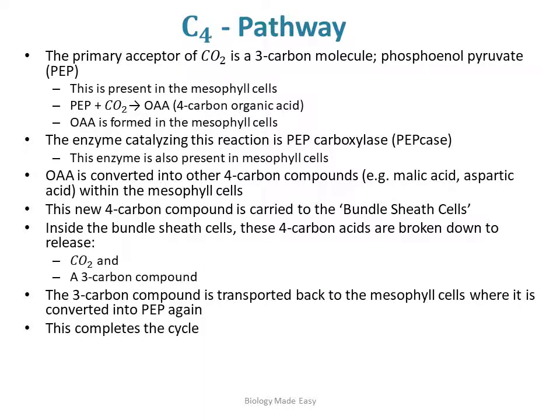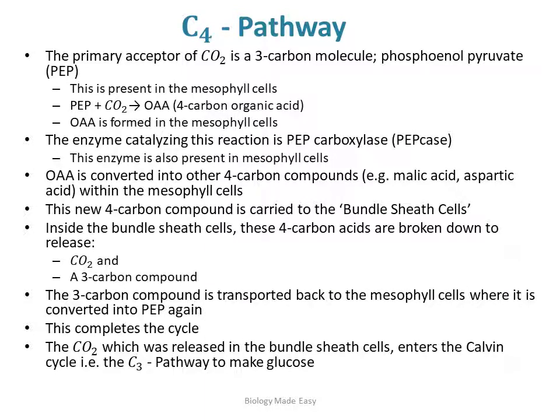This completes the cycle. So carbon dioxide, which was released in the bundle sheath cells, enters the Calvin cycle within the bundle sheath cell, that is the C3 pathway, to make glucose. As we have seen, the bundle sheath cells are rich in chloroplasts, so the supply of NADPH and ATP is already there. Carbon dioxide is transported to it through this C4 pathway. Therefore, the bundle sheath cells are rich in Rubisco. So, having Rubisco, ATP, NADPH, and carbon dioxide.